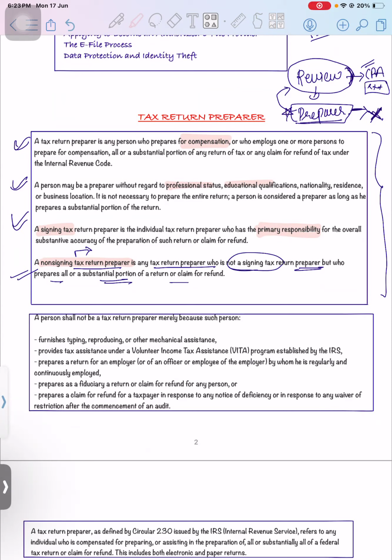Then the second step will be whether that preparer is a signing preparer or a non-signing preparer. Signing preparer means the one who is going to enter his name on the first page of the return. At the bottom of the first page, the paid preparer name will be there. So if compensation is there, you will enter your signing tax return preparer name. Okay, if you're not receiving compensation, let's say you are employed by a CPA firm, you will be a non-signing tax return preparer.